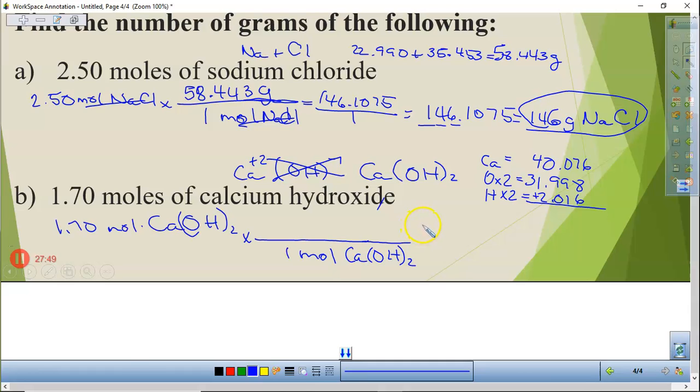Okay, that gives me a syntax error. Let me put my pen down and try again. 40.076 plus 31.996 plus 2.016. That's a 6 there. Oh, 31.998. Just kidding.